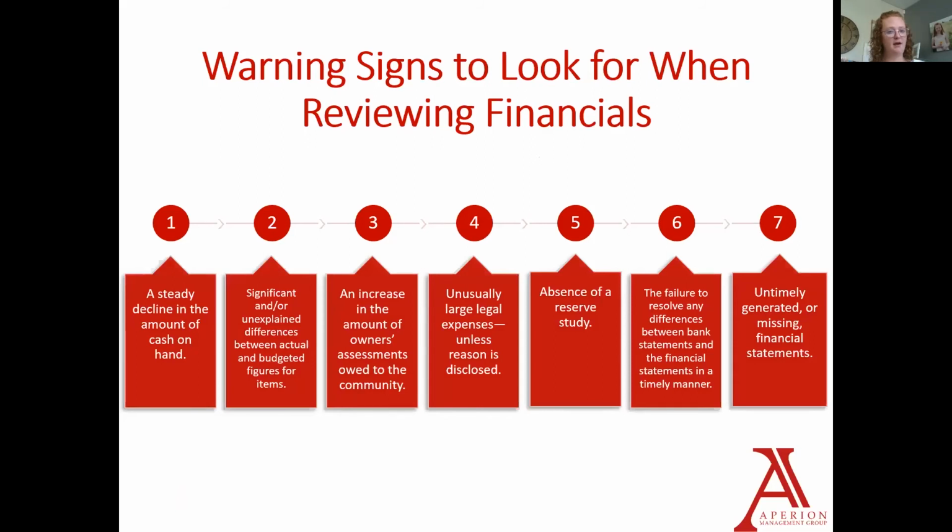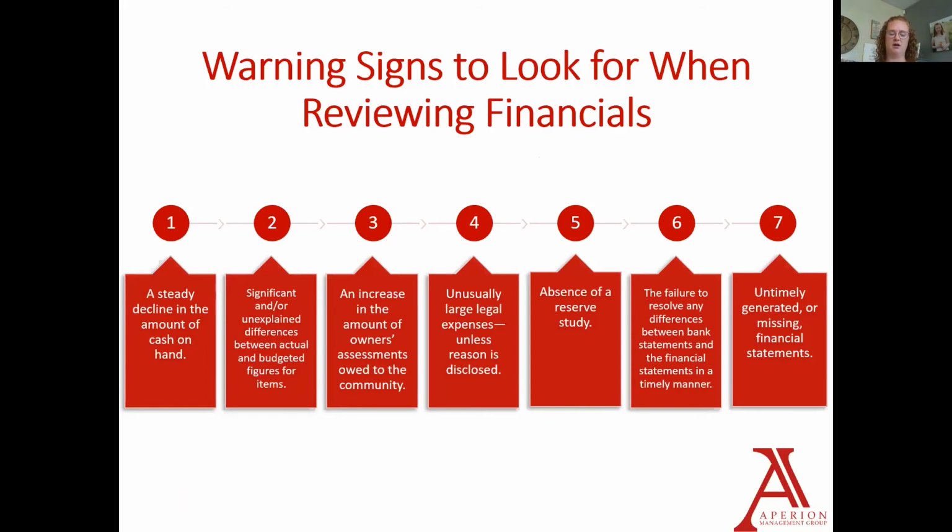Warning signs to look at on your financials as board members. Again, our goal is really to educate you on these. In most instances, if you're a new client of ours and we're processing information, you may find that our managers are coming to you and saying, you don't have a reserve study and you really need one, and here's why.